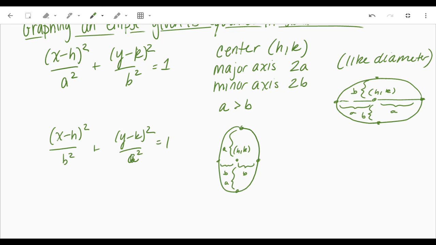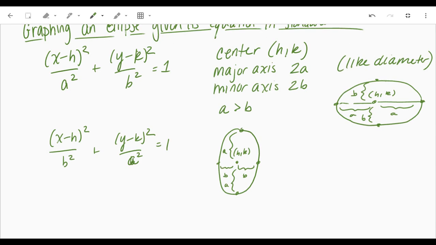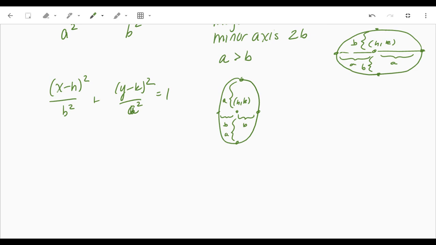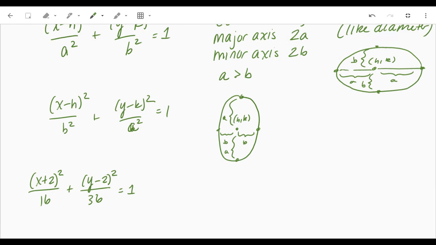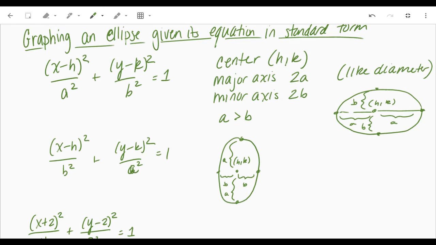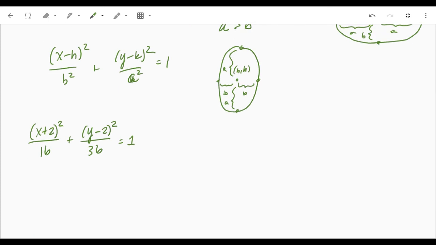All right, so they give us this example to do, where we have x plus 2 squared over 16 plus y minus 2 squared over 36 equals 1. I wouldn't worry too much about exactly which one is a, which one is b. Is it the tall oval or is it the fat oval? Just start breaking it apart.